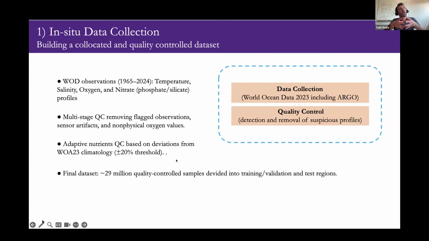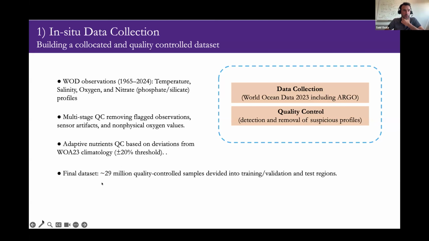And for the nutrients, what we found that was actually practical in terms of maximizing the good data retention rate, and also removing all of the bad profiles, is to define a QC that is based on a local thresholding, based on a pointwise World Ocean climatology plus minus a threshold. So all of the profiles that fall into this interval are kept, and all of the other profiles are flagged as outliers and are removed from the study.